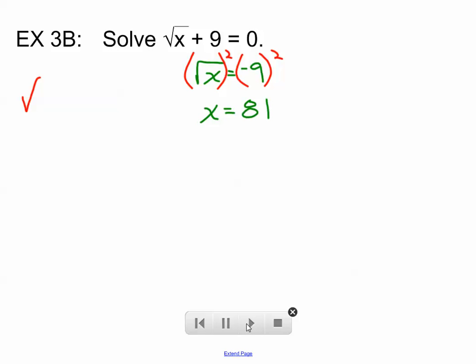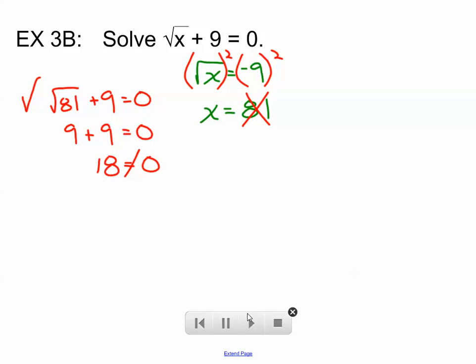Let's check our answer. Square root of 81 plus 9 should equal 0 if 81 is a solution. But we've got an issue here. Square root of 81 plus 9 does not equal 0. That means 81 is not a solution, because we have no solution here.